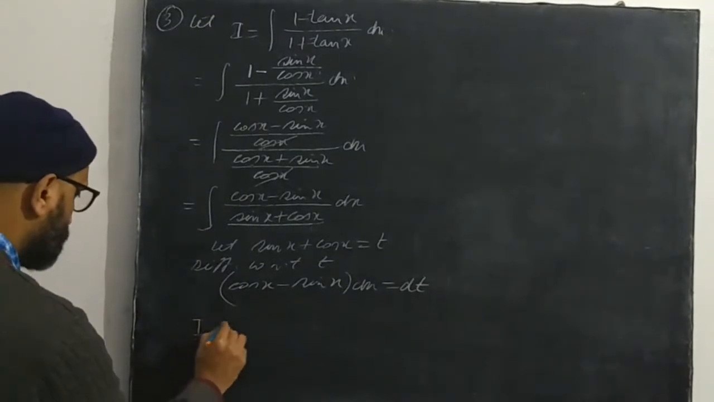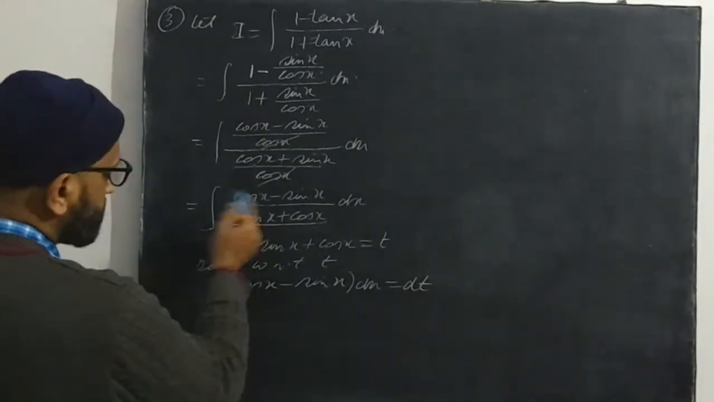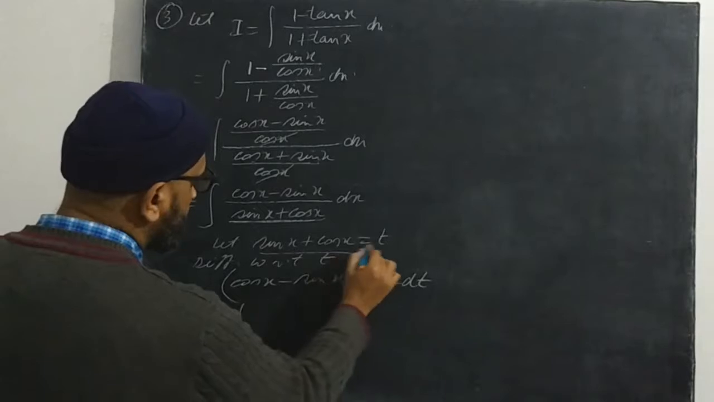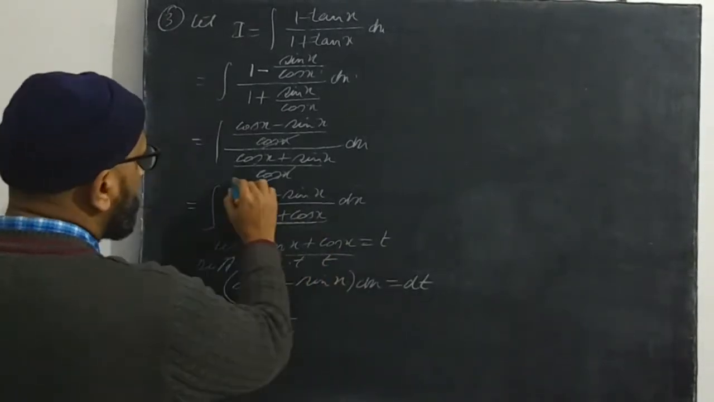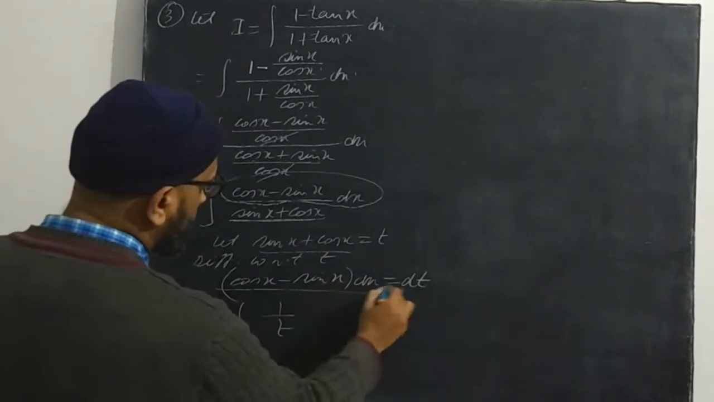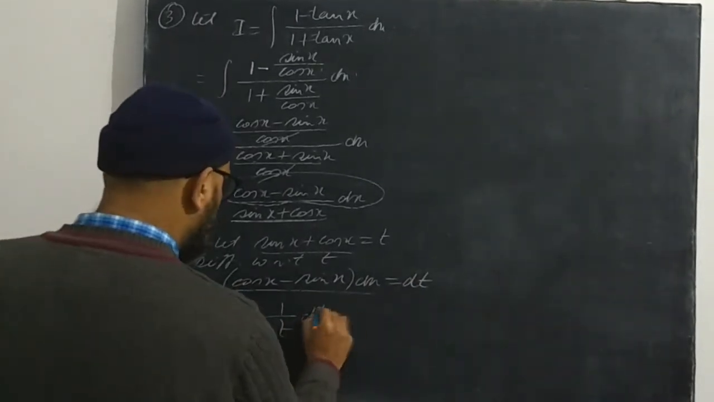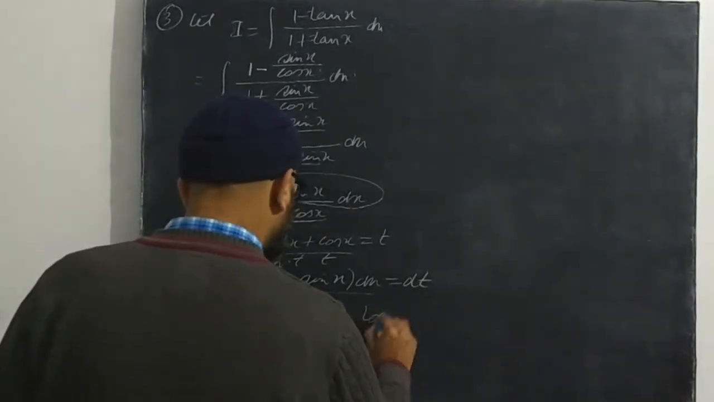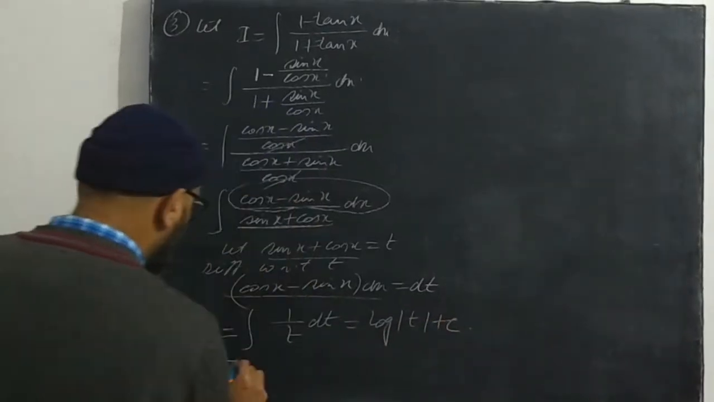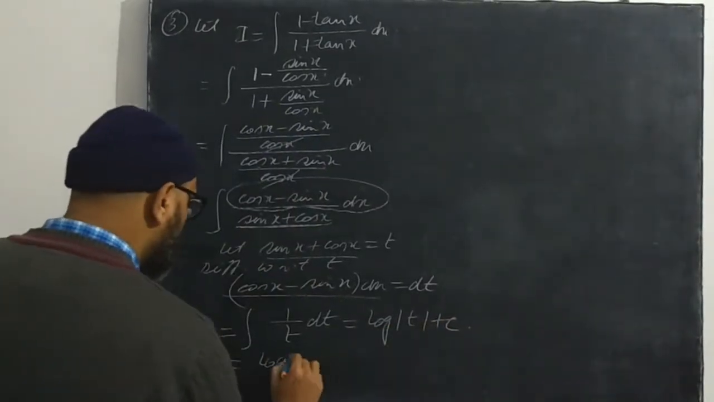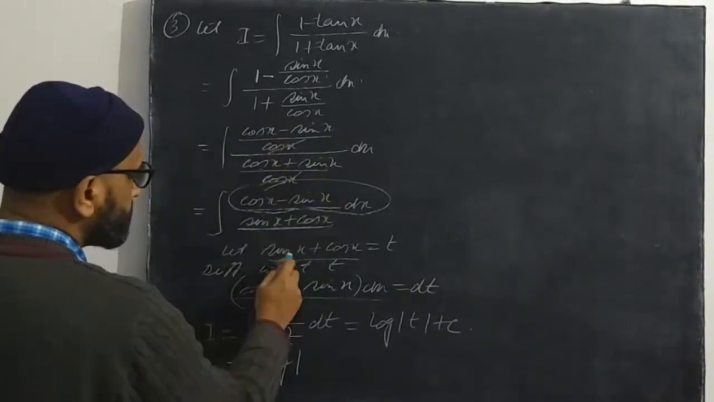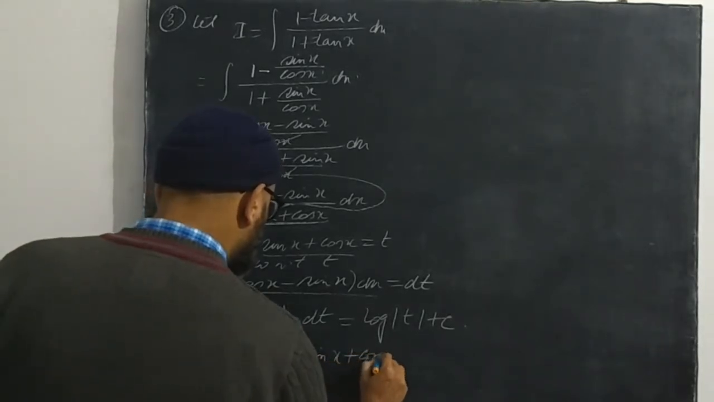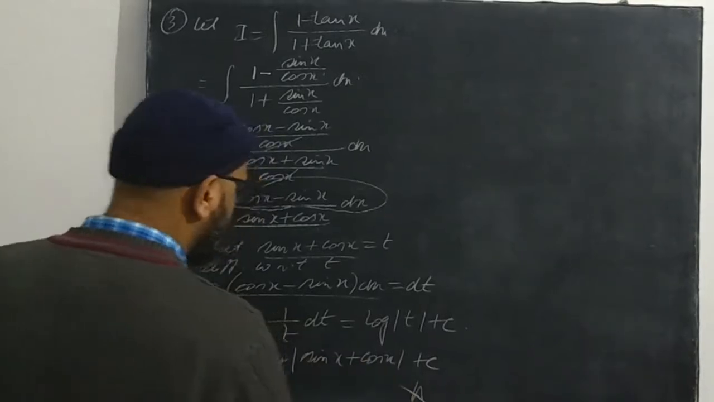So our original integration becomes here, this we have assumed as t, so we get 1 upon t, and this is equal to dt. So simply we are left with integral 1 upon t dt, whose integral is quite simple, log mod t plus c. And finally we have to substitute the value of t here, and t we have assumed as sin x plus cos x. So log mod sin x plus cos x plus c, and that's it.